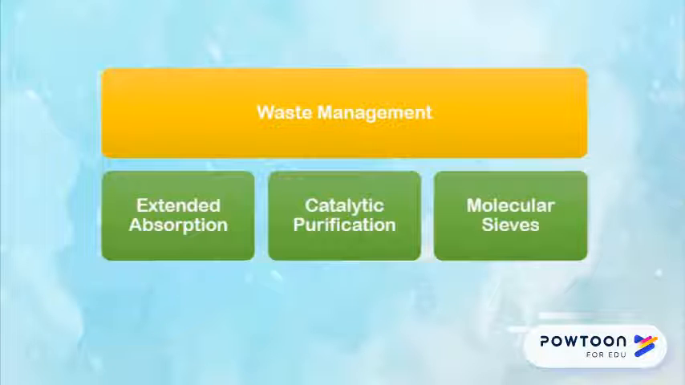Since the ecosystem takes a long time to recover, it is important to manage the industrial waste from nitric acid production wisely. This can be done by using molecular sieve or carrying out extended absorption or catalytic purification.